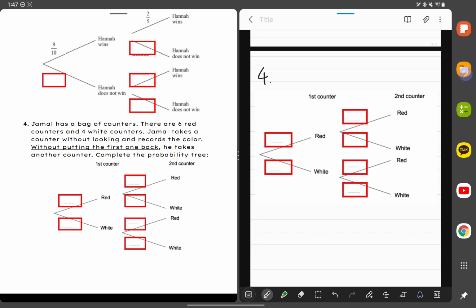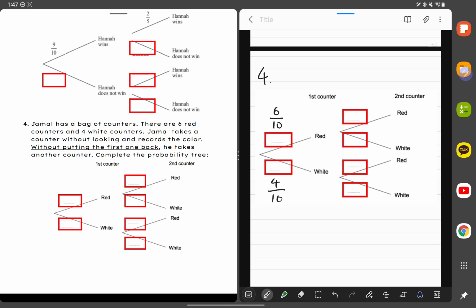Okay, Jamal could get a red counter or could get a white counter, but the chances are different. So 6 and 4, there are 10 counters altogether. The chance of Jamal getting a red counter is 6 out of 10 because there are 6 red counters out of 10 counters in total. White is 4 out of 10.